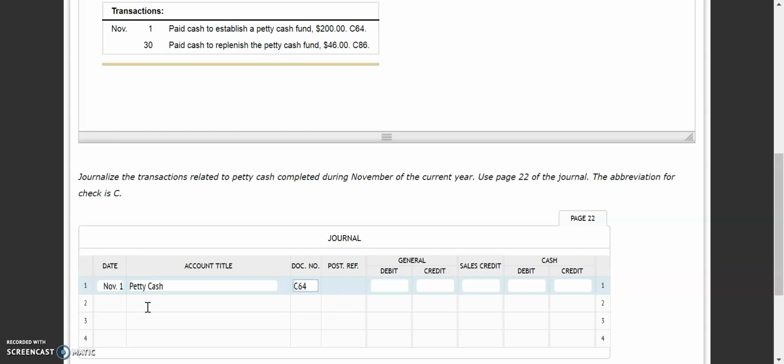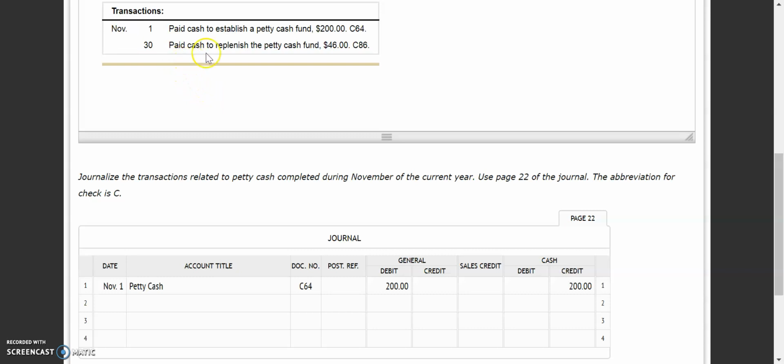Our source document is C64. Debited for 200, and our cash is credited. Because remember what we're doing, it's like going to the bank and saying, I want $200 in cash. So your cash account, your checking account, is actually going down, and then your petty cash, which is the amount you're going to keep at your business, goes up by 200. Okay, so that's that.